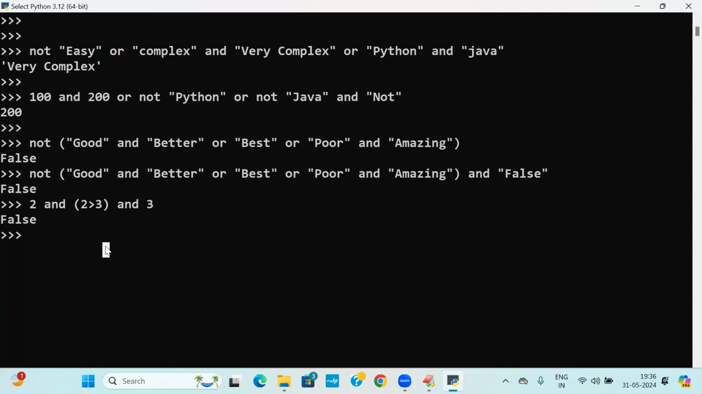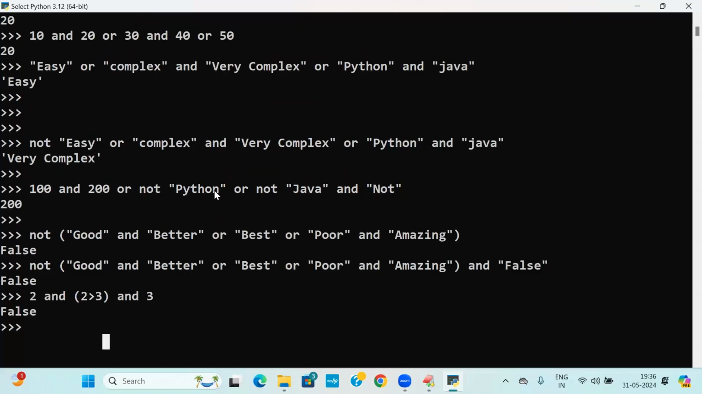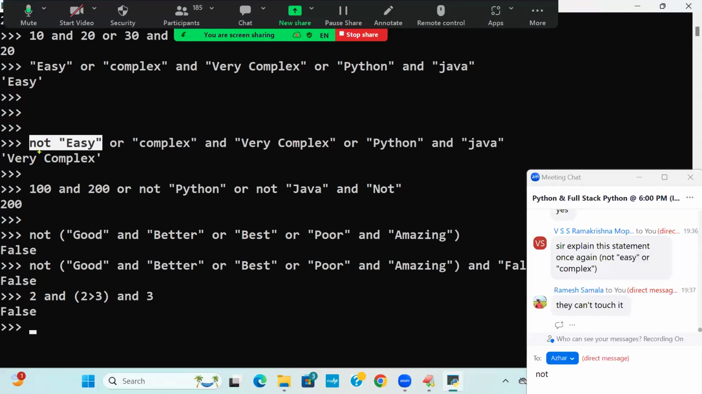VSS Ramakrishna, not easy or complex. Very simple. They can't touch it, sir. Okay. See, my dear student, not easy. Not easy means what? Non-zero. Non-zero means not zero, which means what? False. Not true, right? False.